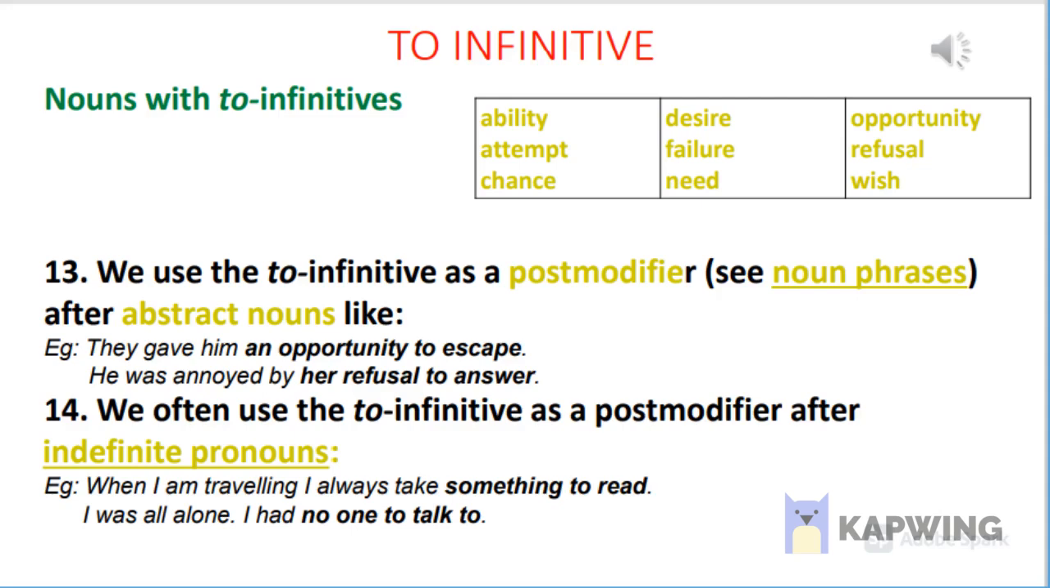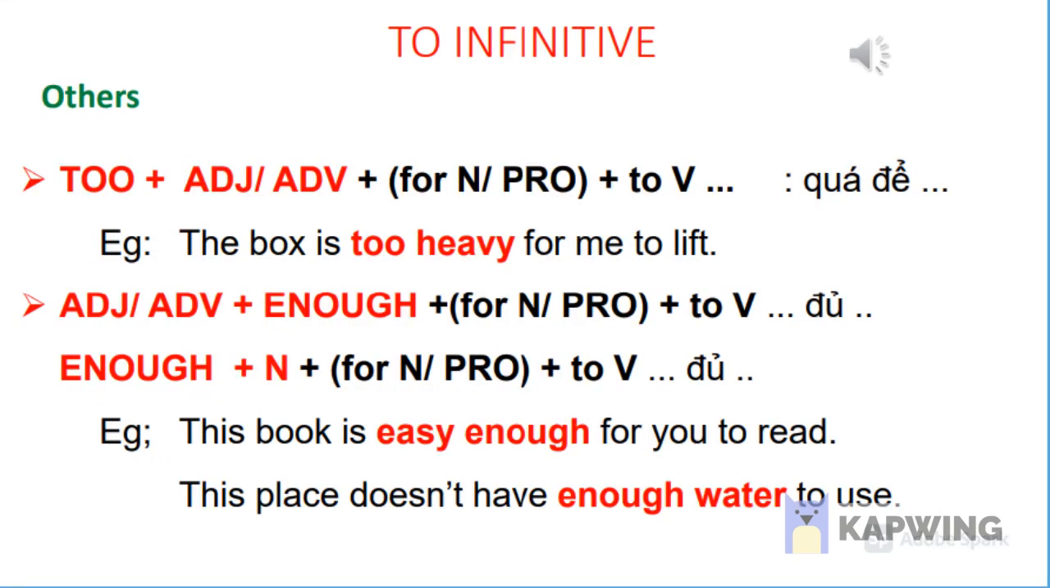For example, the box is too heavy for me to lift. Or, this book is easy to find. We use to infinitive to express the purpose, ability or result. For example, it took 3 hours to fly to Nha Trang by plane. Or, I find it difficult to learn English.